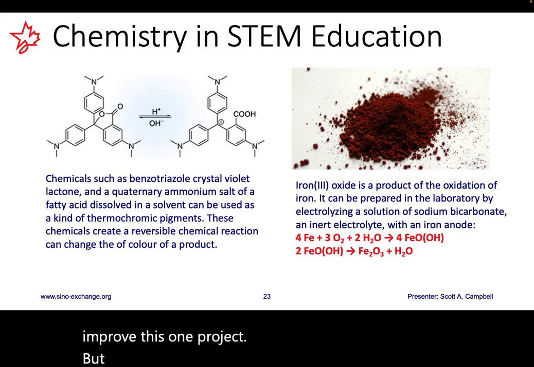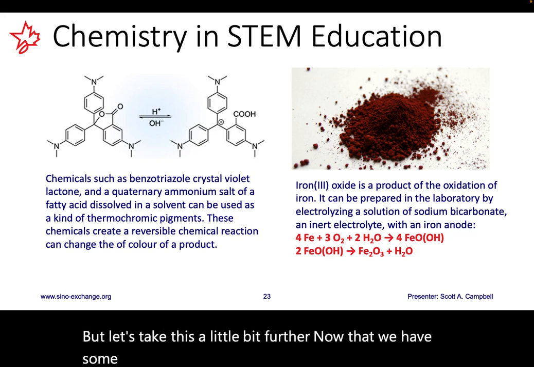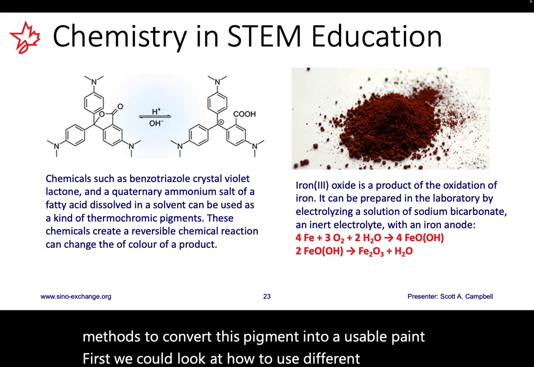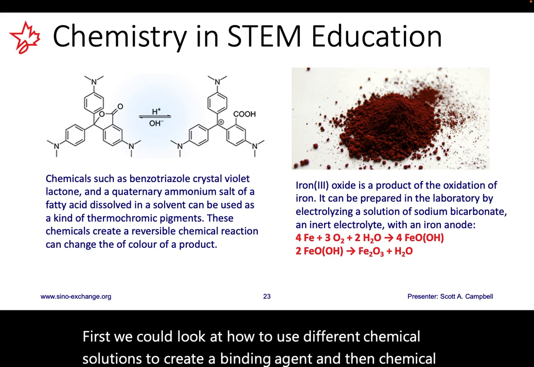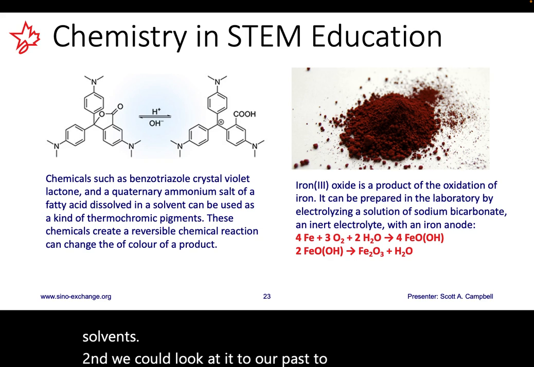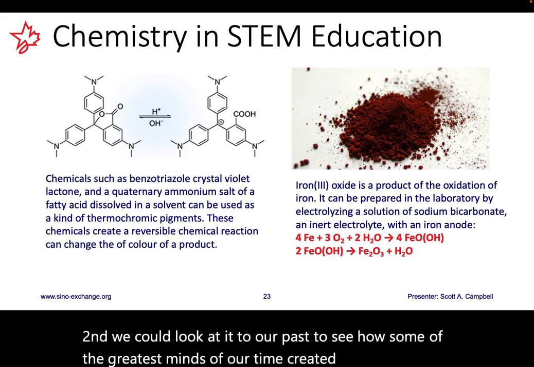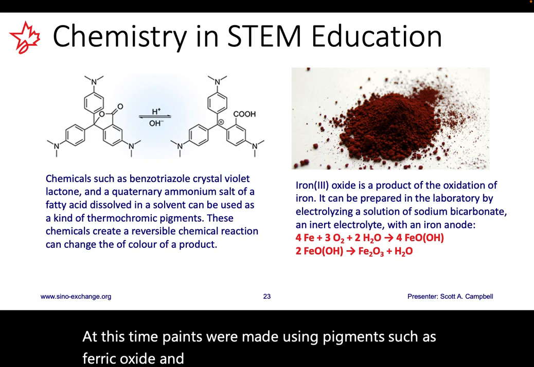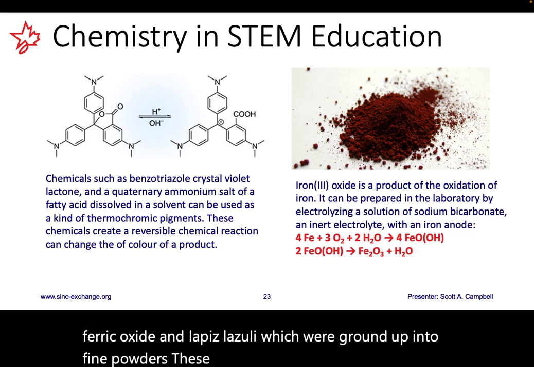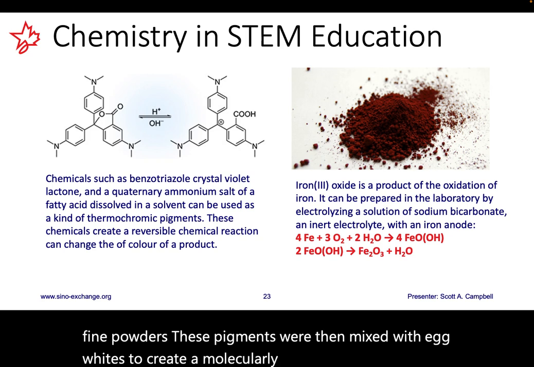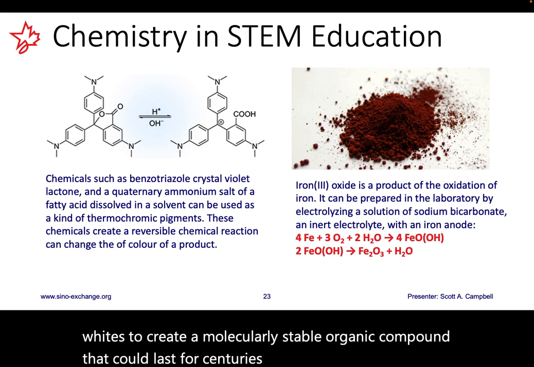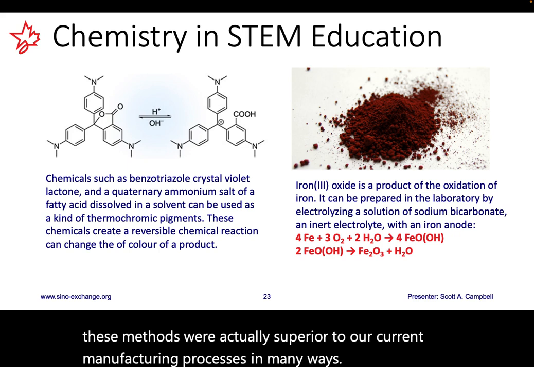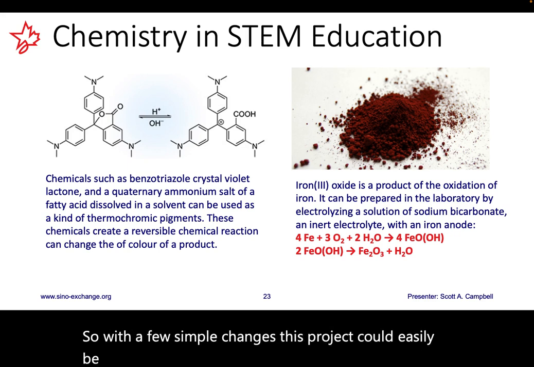But let's take this a little bit further. Now that we have some pigments, we can then explore different chemical methods to convert this pigment into a usable paint. First, we could look at how to use different chemical solutions to create a binding agent and then chemical solvents. Second, we could look to our past to see how some of the greatest minds of our time created masterpieces such as the Sistine Chapel. At this time, paints were made using pigments such as ferric oxide and lapis lazuli, which were ground up into fine powders. These pigments were then mixed with egg whites to create a molecularly stable, organic compound that could last for centuries. And in all honesty, these methods were actually superior to our current manufacturing processes in many ways. So with a few simple changes, this project could easily be redesigned in a way that would make it much more meaningful.